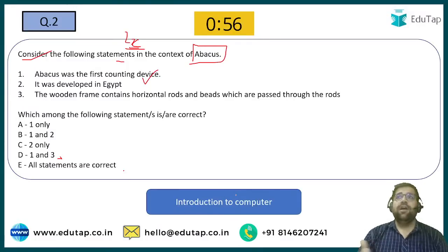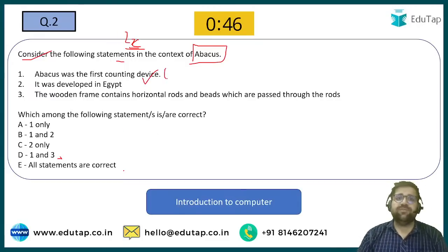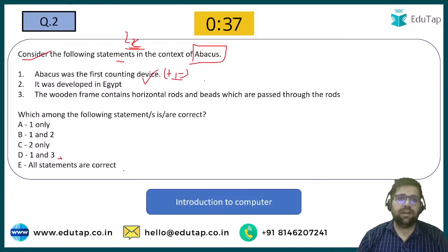Like we have the calculation machine. We have different other machines as well, and one of the famous ones is Abacus. Abacus was the first counting device. Mind you, in this counting device, you can only do plus and minus. You cannot do any other tough mathematical procedures. It was developed in Egypt. This statement is incorrect because it was developed in China.